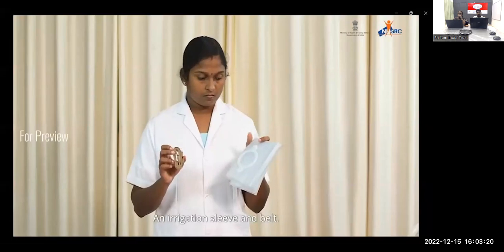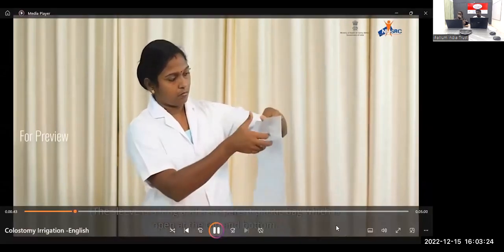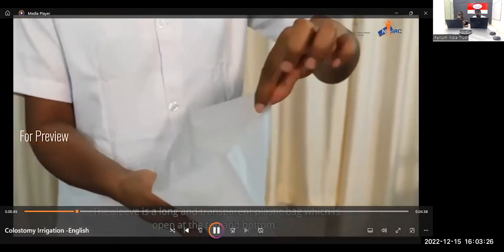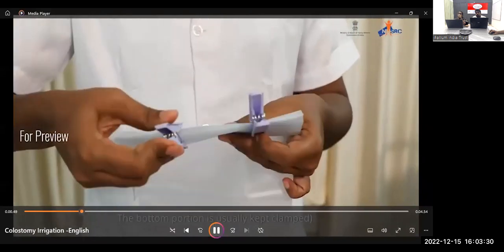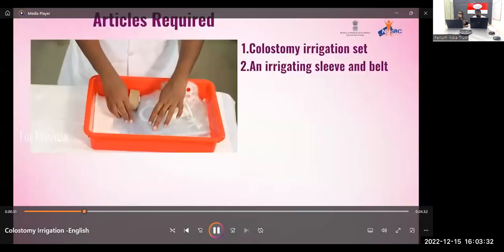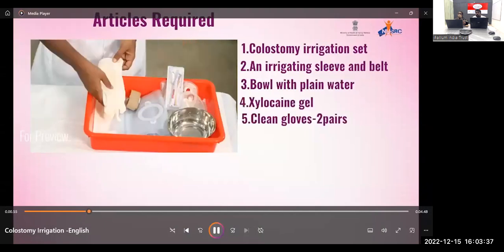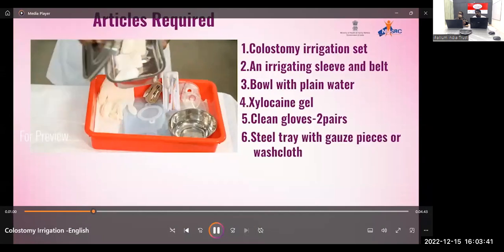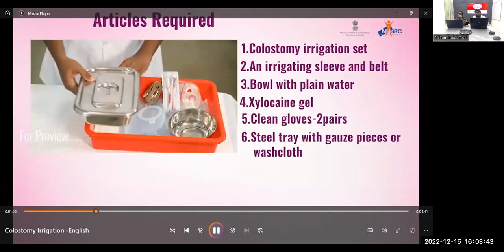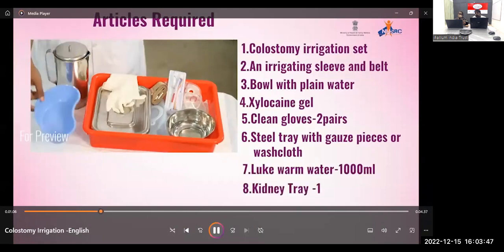An irrigation sleeve and belt. The sleeve is a long, transparent plastic bag which is open at the top and bottom. The bottom portion is usually kept clamped. Bowl with plain water, xylocaine gel, clean gloves, 2 pairs, steel tray with gauze pieces or washcloth, lukewarm water 1000 ml, 1 kidney tray.